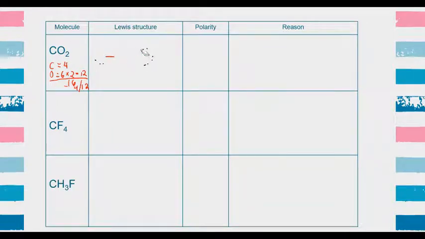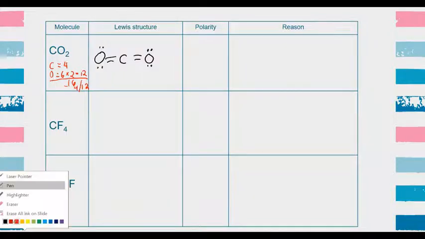So the correct Lewis structure yang kita akan dapat after kita buat double bond adalah C double bond O double bond O. Okay. So now, polarity dia non-polar ke polar? So kalau kita nak tahu dia punya polarity, kita kena lukis dulu the dipole moment arrow tu.